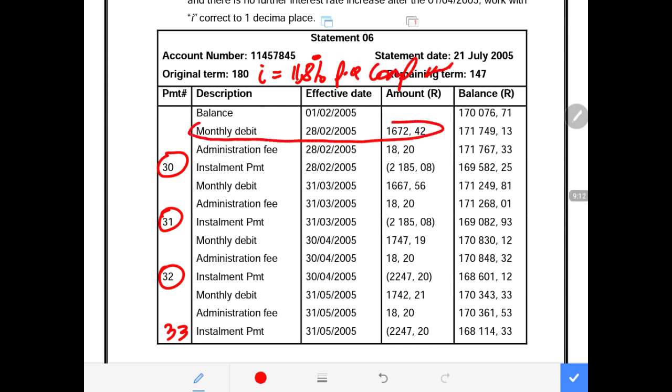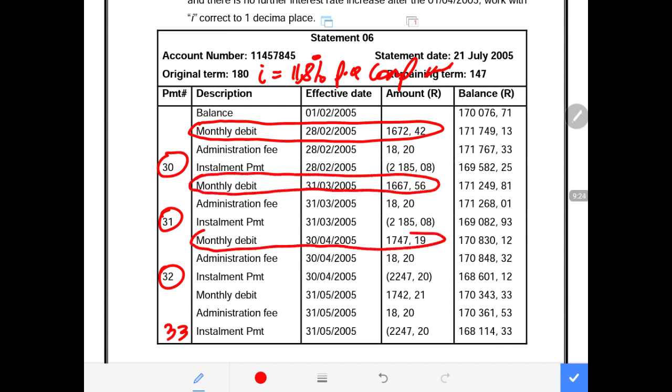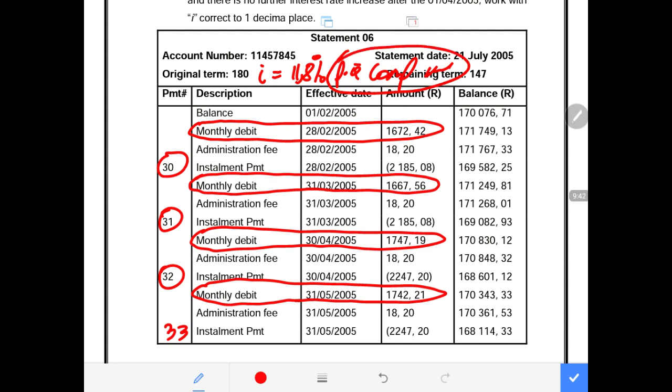monthly debit in the month of February, which is our interest. We also do have a monthly debit in the month of March, which is the interest for the month of March. We also do have a monthly debit in the month of April, which is the interest for the month of April. And we also do have a monthly debit, which is the interest for the month of May. So now we can see that interest is added to the balance at the beginning of the period every month, meaning now we can be very confident to say our interest is per annum compounded monthly. That is why we multiplied that figure by 12, then after that by 100, in order to get the whole number of a percentage, but not in decimal.